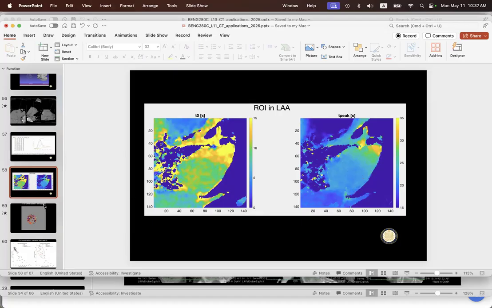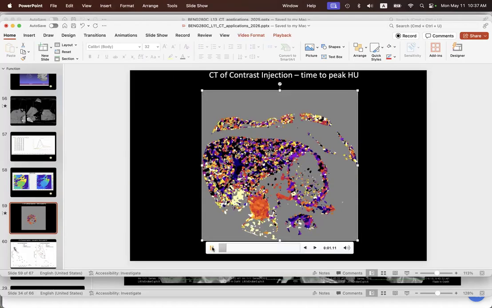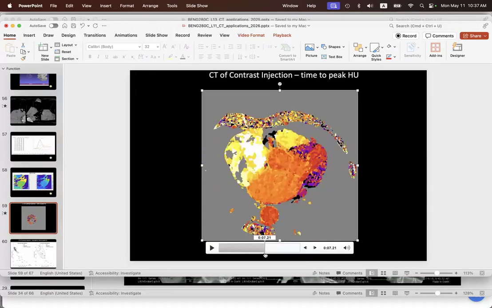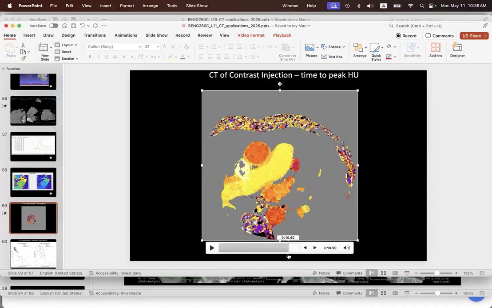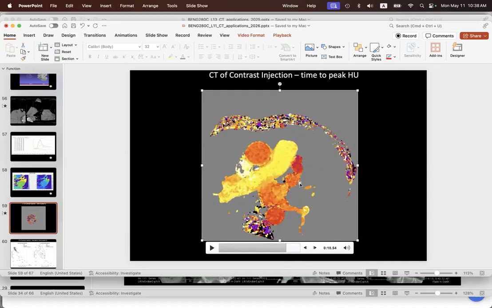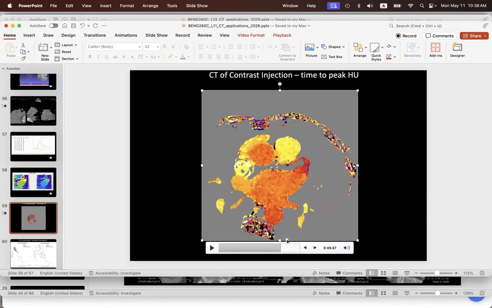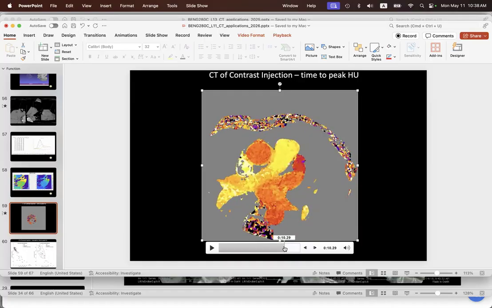blood transport in the left atrium or the left atrial appendage. These are time to peak estimates here in 3D. So we can see this is the left atrial appendage here, and you're seeing those time to peak estimates at every point in 3D. So we have them over the whole 3D volume.